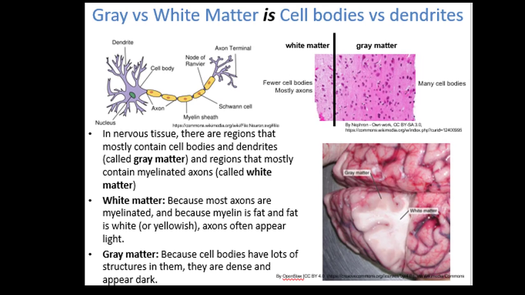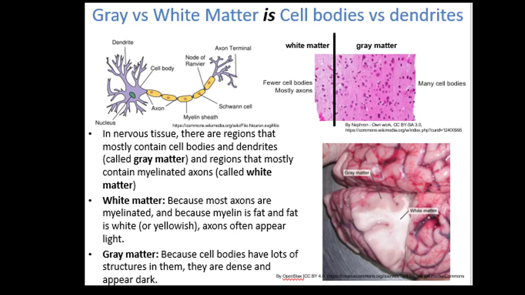When we look at gray matter versus white matter, we will see different parts of neurons in these different types of matter. Gray matter is mostly composed of cell bodies and dendrites of neurons, whereas white matter is mostly composed of axons of neurons. Gray matter is gray in color because the cell bodies are dense. They have a lot of stuff inside of them, as I mentioned, a nucleus and organelles, and that density makes them appear darker. The axons, on the other hand, tend to be myelinated.